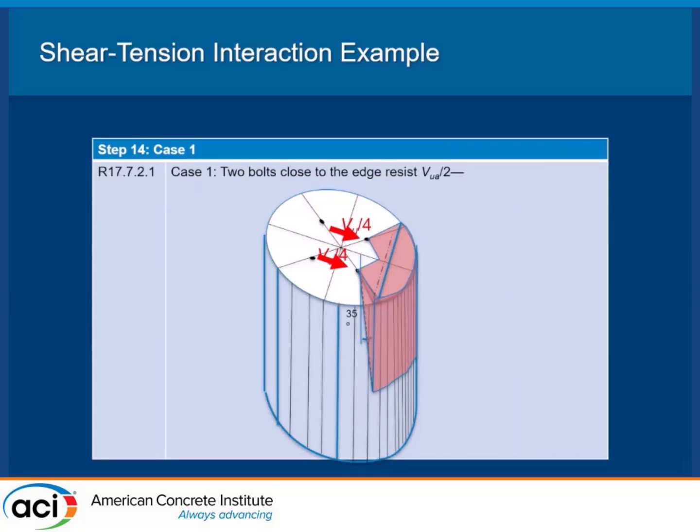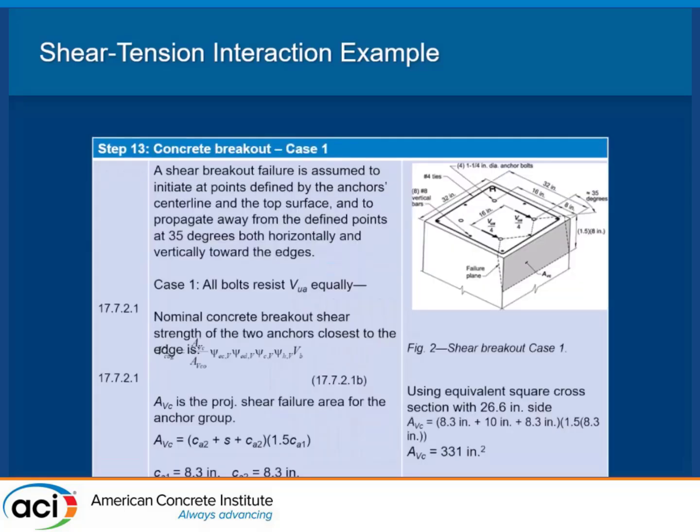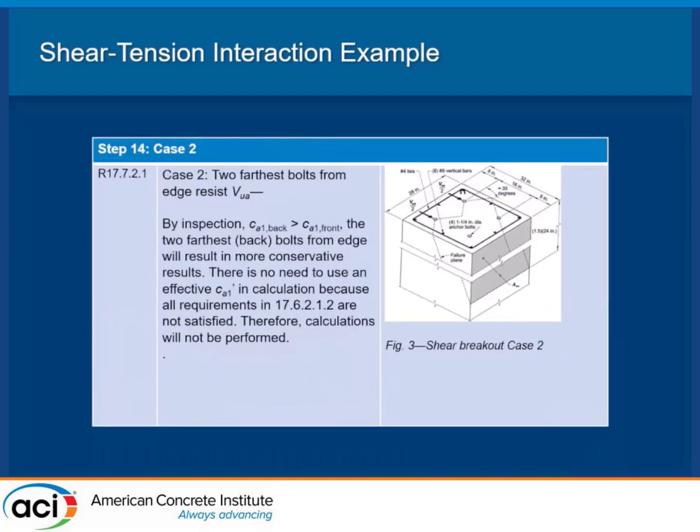They didn't weld the bolts to the plate, and so they're putting half of the force on the front bolts. Once again, you can use square as an equivalent. That is okay. The difference is minimal in your calculations.